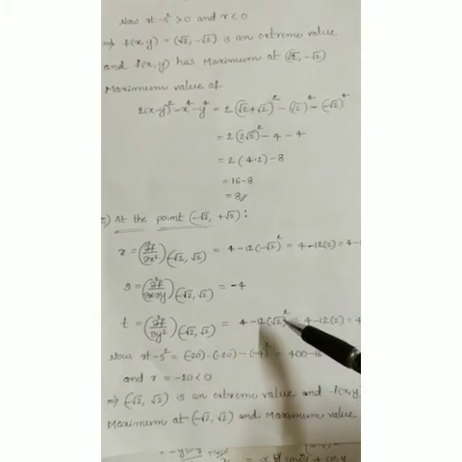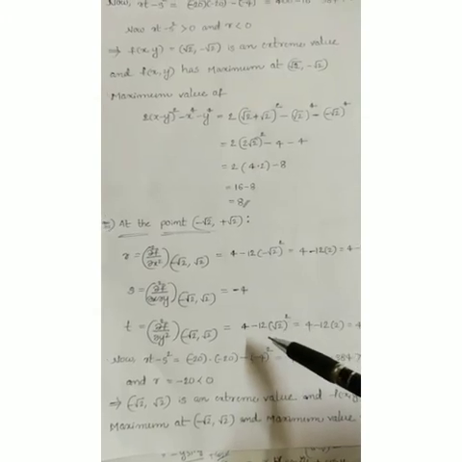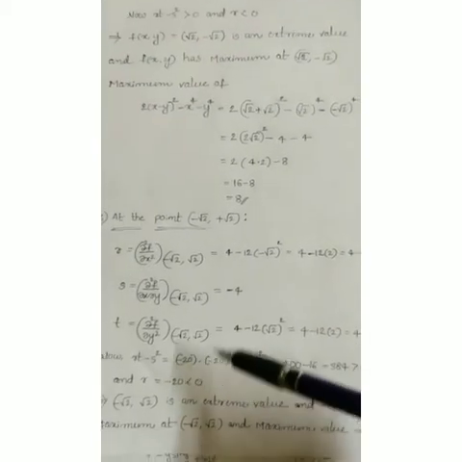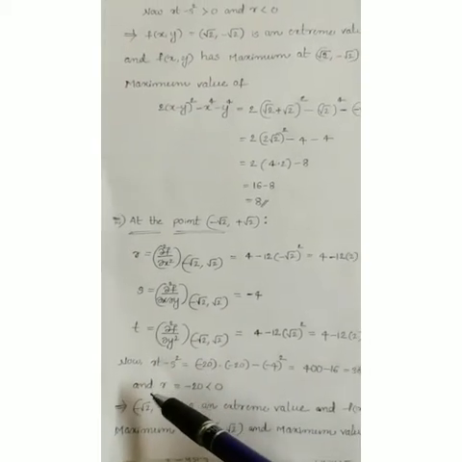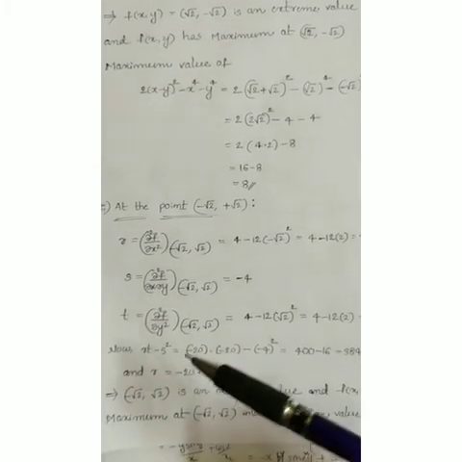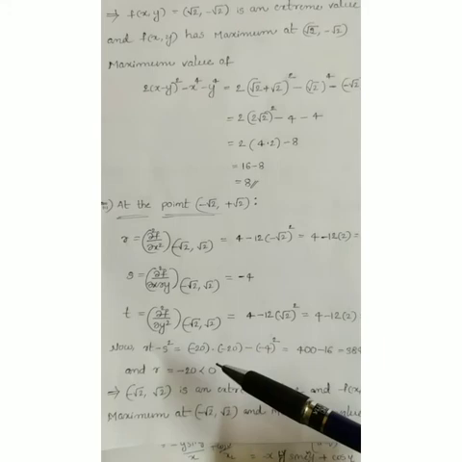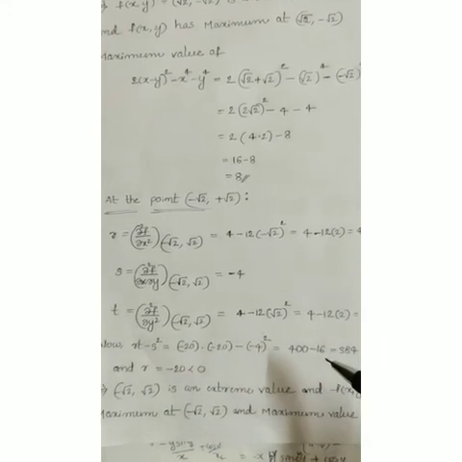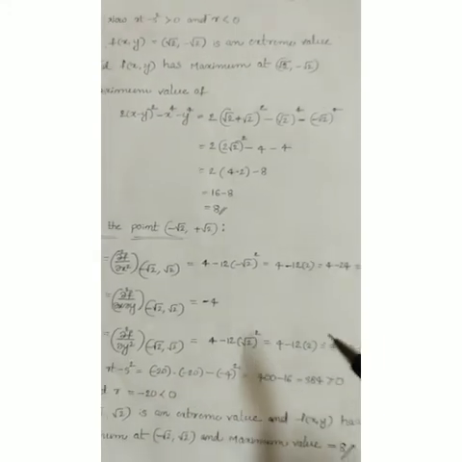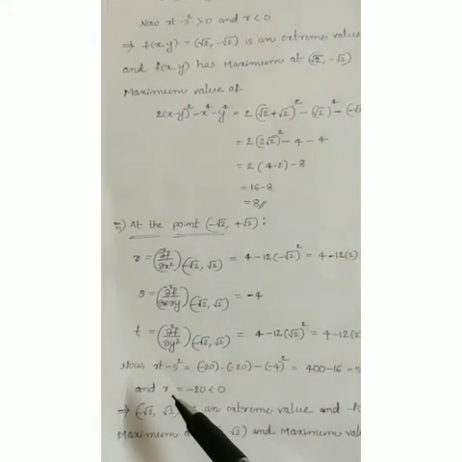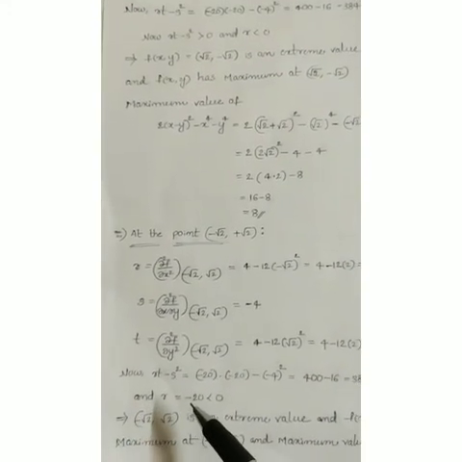4 minus 12y square. 4 minus 12 into y square is root 2 whole square. 4 minus 12 into 2. 4 minus 24, minus 20. Then now rt minus s square. r is minus 20, t is minus 20 minus s minus 4 whole square. 400 minus 16, which is 384 greater than 0, and r equal to minus 20.